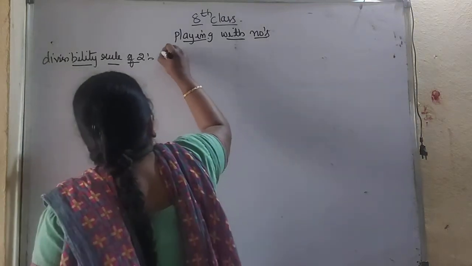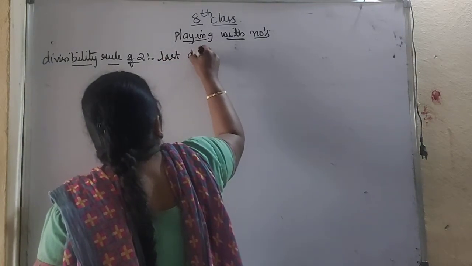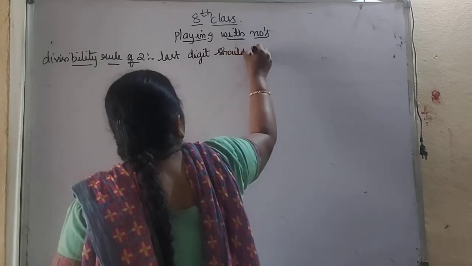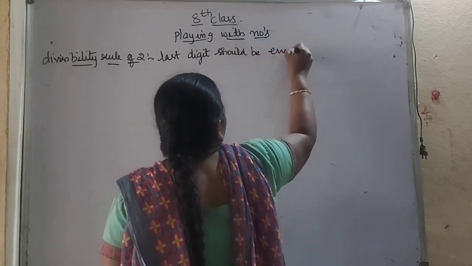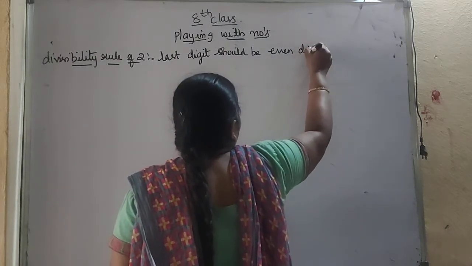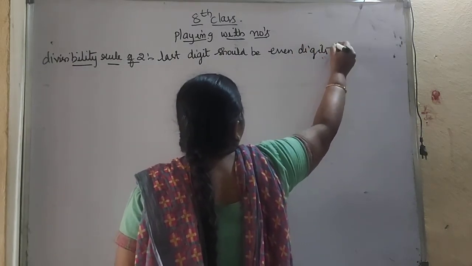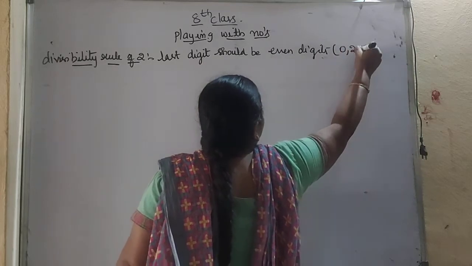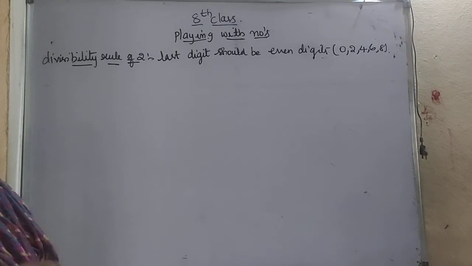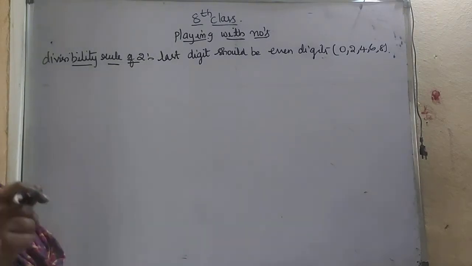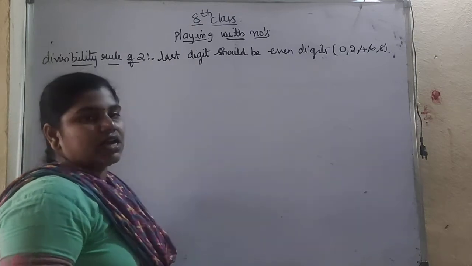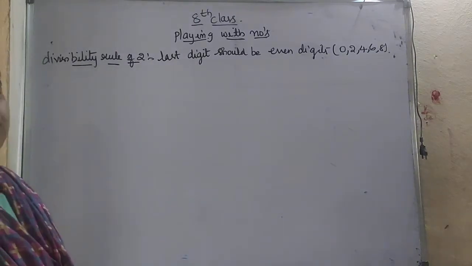Already we know that. So the last digit should be an even number or even digit. What do you mean by even digits? Even digits are nothing but 0, 2, 4, 6 and 8. So for any number, if the last digit, the ones place, is 0, 2, 4, 6 or 8, the whole number will be divisible by 2.